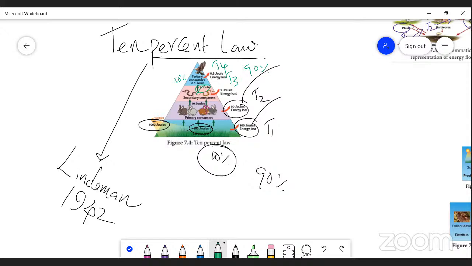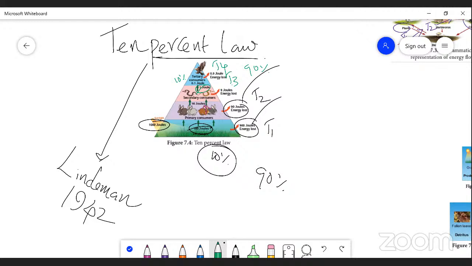I repeat once again, according to the 10% law, when energy is transferred from one trophic level to another trophic level, out of 100%, only 10% of energy is utilized and transferred to the next trophic level. Finally, it reaches 0.1 joule of energy. If 1,000 joules are given to trophic level 1, or a producer, this can be explained by the 10% law. It was first proposed by Lindemann, right?